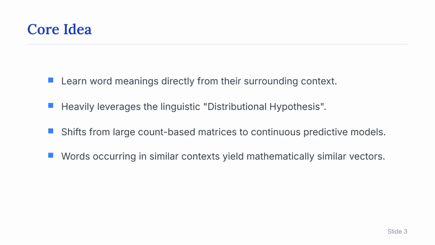So instead of manually designing features, we let the model learn everything directly from data. This shifts from counting to predicting, and from discrete to continuous representation. It is the key innovation of this paper. Now that we understand the core idea, let us see how this idea is actually implemented in practice.